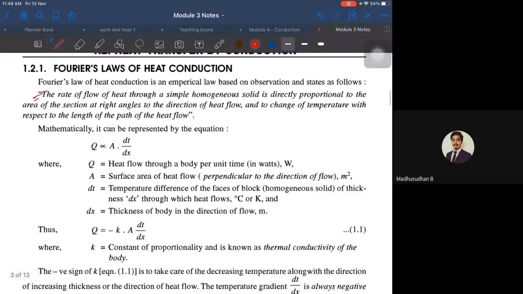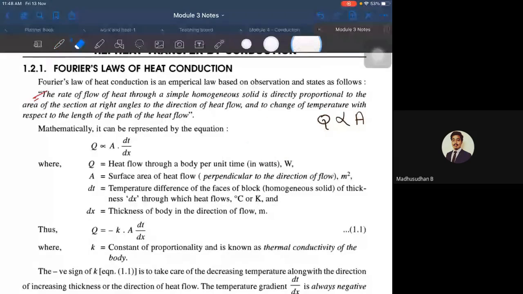Whatever he says, I am just writing here. The rate of heat transfer, I will take it as Q, which is directly proportional to the area, he says, the area which is at right angle to the heat flow. That means if the heat flow is happening in this particular direction, the area I have to take is exactly at the right angle to the heat flow. That particular area is directly proportional to the amount of heat transfer.